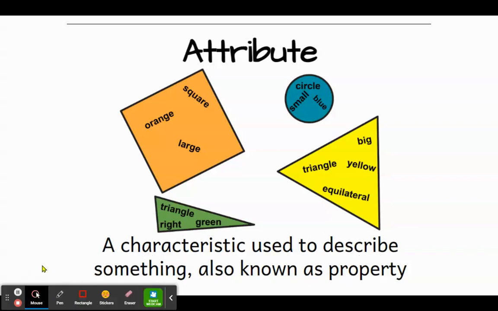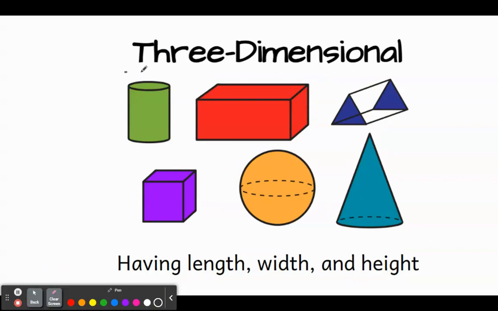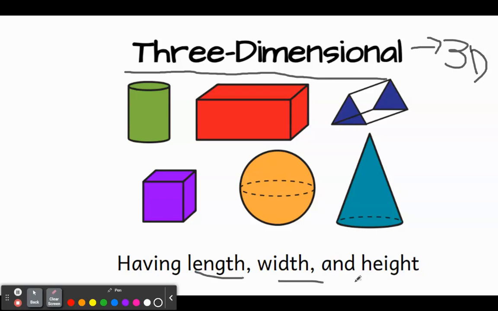Now, specifically today, we are going to talk about three-dimensional shapes. Sometimes we'll see this as 3D for short. A 3D shape has length, width, and height. So there are three dimensions that we are measuring. It's not flat like a two-dimensional shape. It actually has some height to it. So we're going to talk about different attributes that make up three-dimensional shapes.